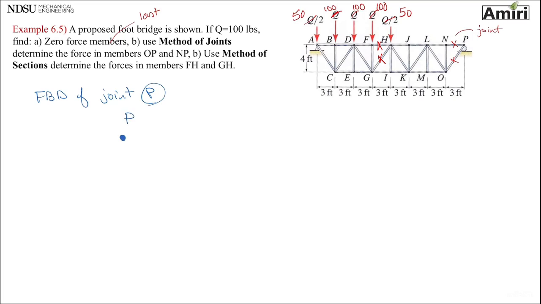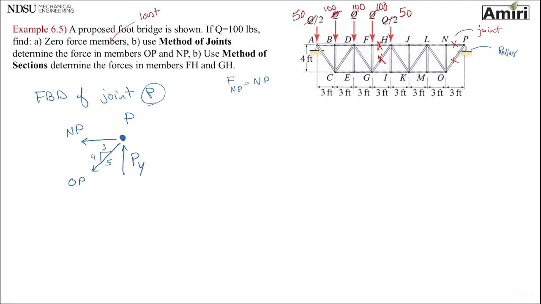Active forces, I don't have any. Reactive forces, I have three. I have one, NP. I don't write it like FNP. So basically, this is what I mean. NP, it's the force, it's not the member. Okay. I have another one, OP, which is 4, 3, 5. And P is a roller. So I have a PY over here.